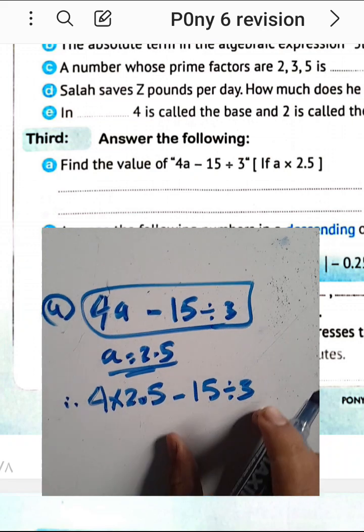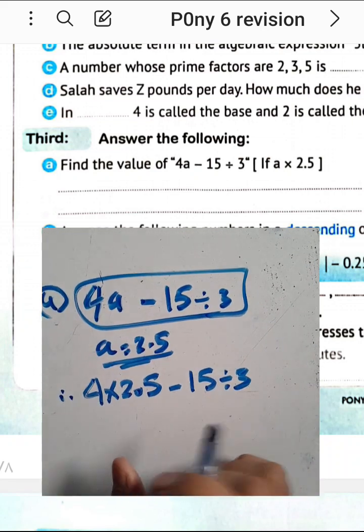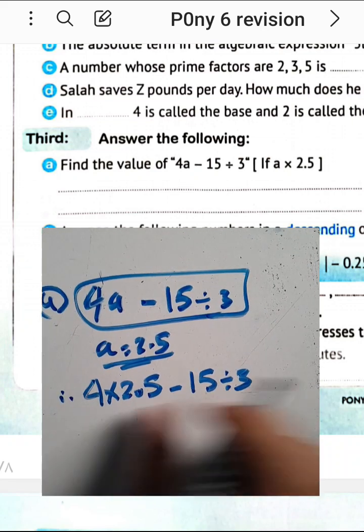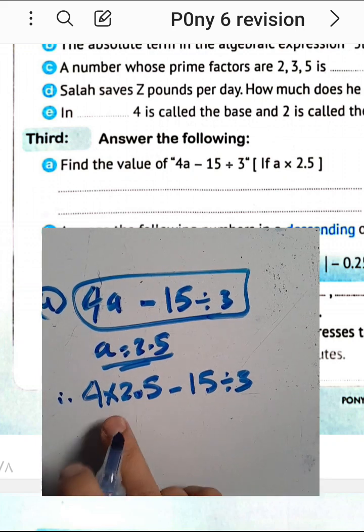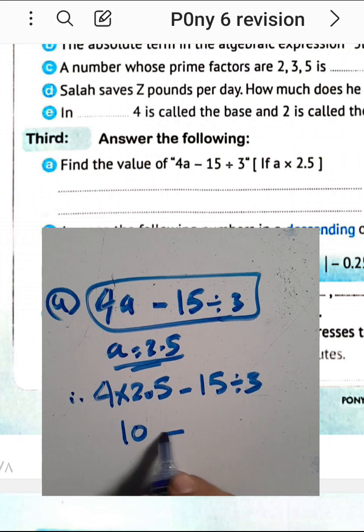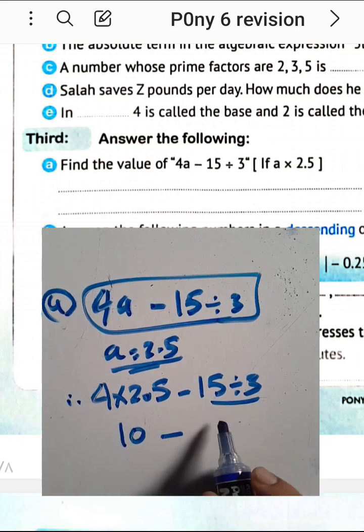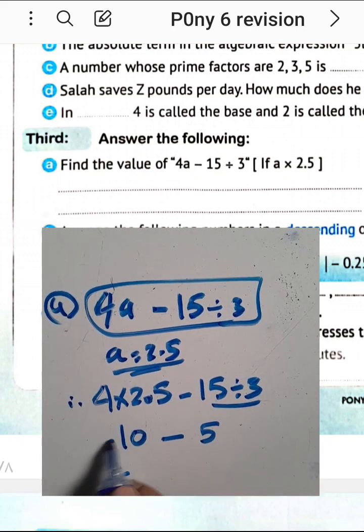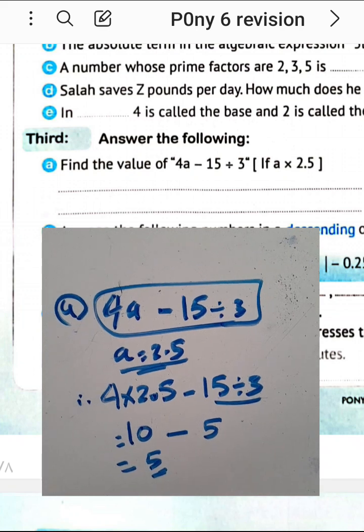It's order of operations. We have parentheses first, exponent next. Multiplication and division are the same step, first come first served. Multiplication 4 by 2.5 will be 10. Subtract 15 divided by 3 equals 5, and then 10 minus 5 will be 5. The result here will be 5 for this example.